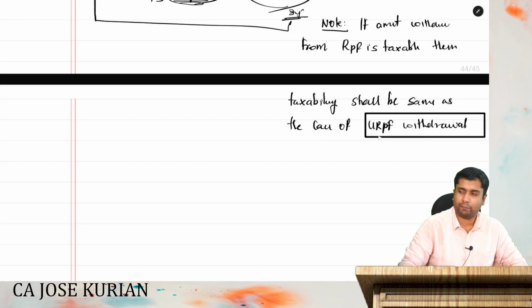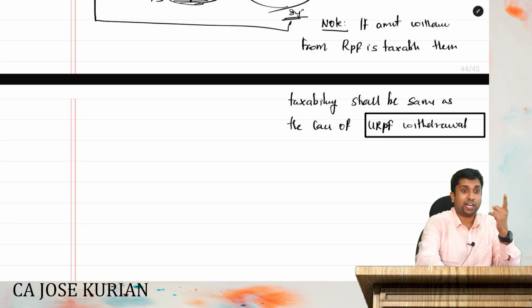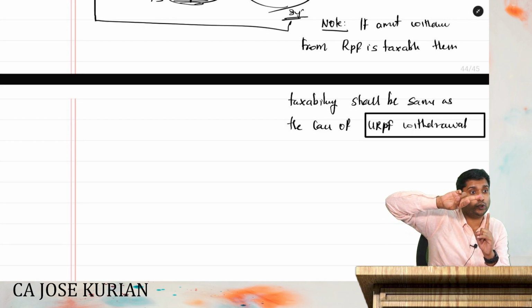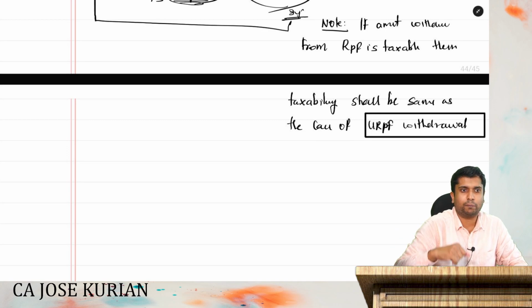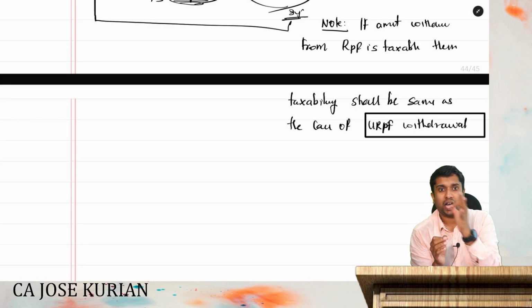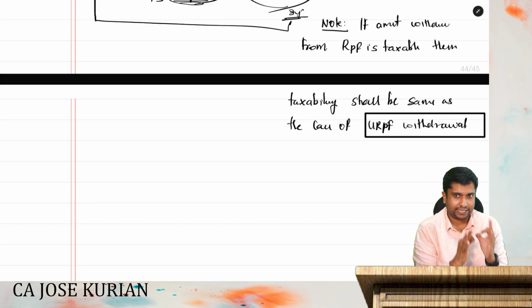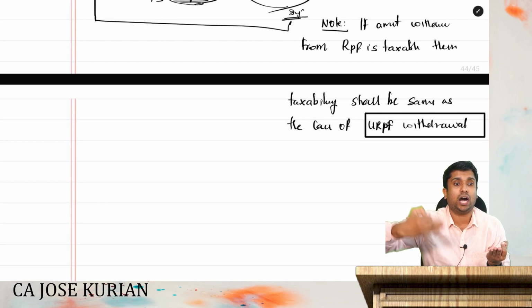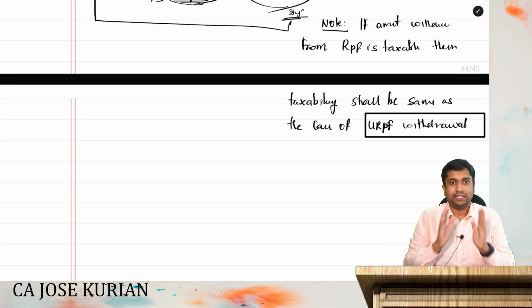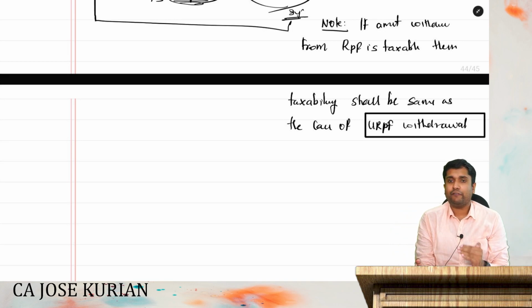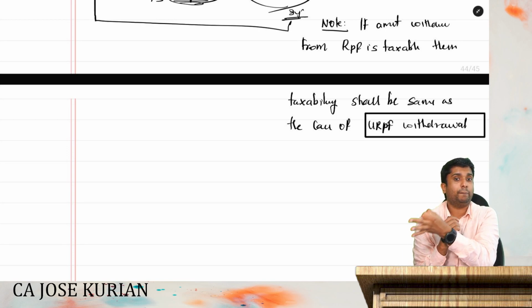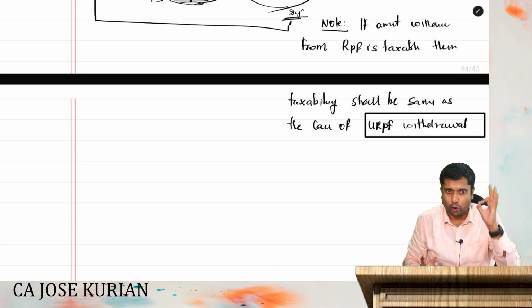What do you mean by URPF withdrawal? If RPF withdrawal is taxable, then the taxability will be similar to taxation of URPF withdrawal. What is URPF withdrawal taxation? That we are about to study. Are you all listening? URPF withdrawal we haven't studied yet. That is the next topic. So what they are saying is, if in any circumstance your RPF withdrawal is taxable, then the taxability will be similar to URPF withdrawal. I hope it is clear.